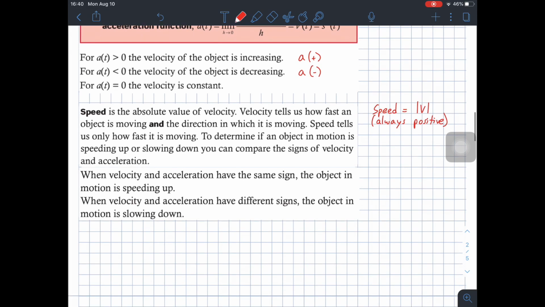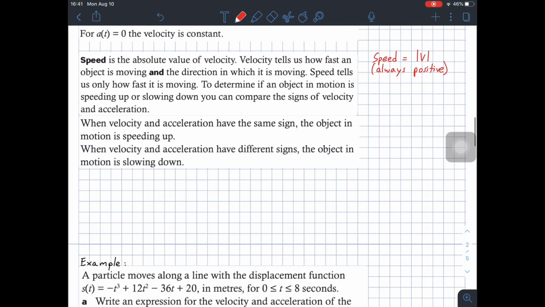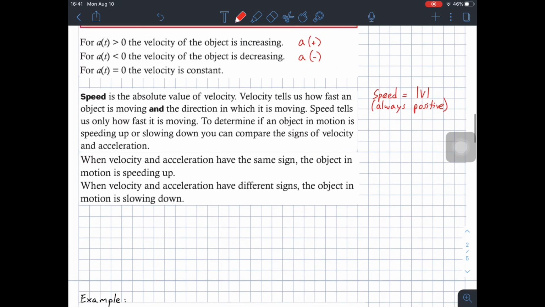To determine if an object in motion is speeding up or slowing down, you can compare the signs of velocity and acceleration. When velocity and acceleration have the same sign, the object's motion is speeding up, right? And when velocity and acceleration have different signs, the object in motion is slowing down. And that's exactly what we had here, right? In this scenario, the initial velocity and initial acceleration have different signs. That means that the object in motion is slowing down, okay?